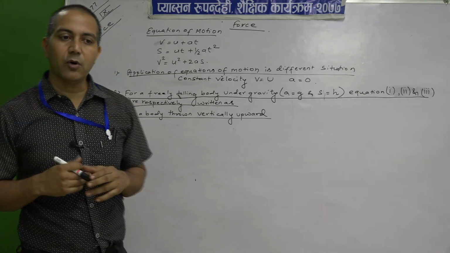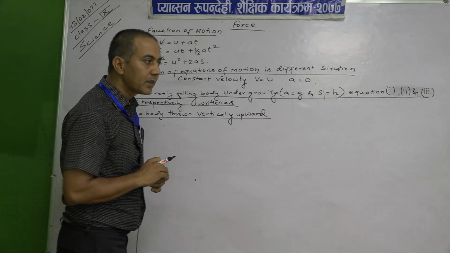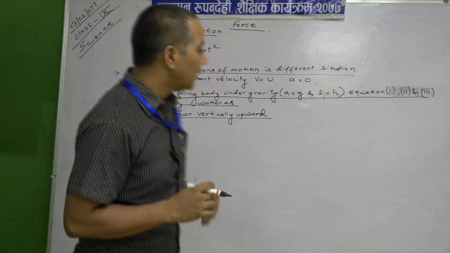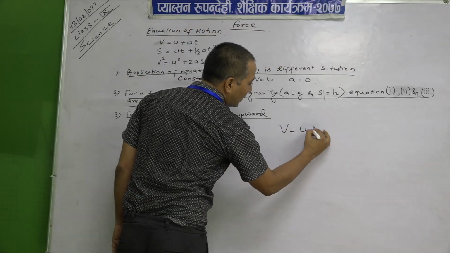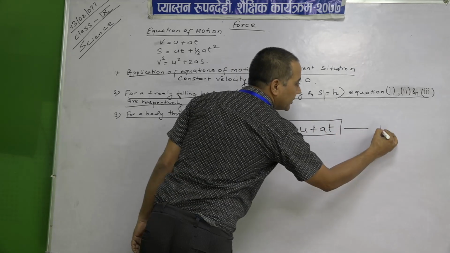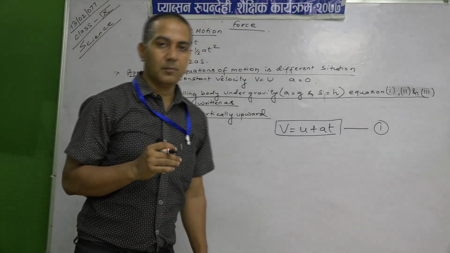You have derived the equations at home. So, what are the three equations we derived yesterday? The first equation is V equals U plus AT. This is the first equation of motion for an accelerating body.